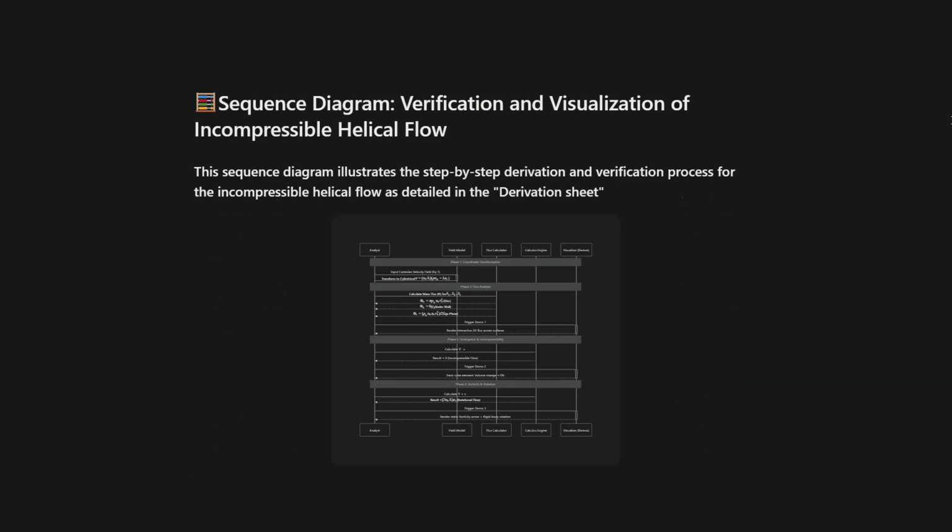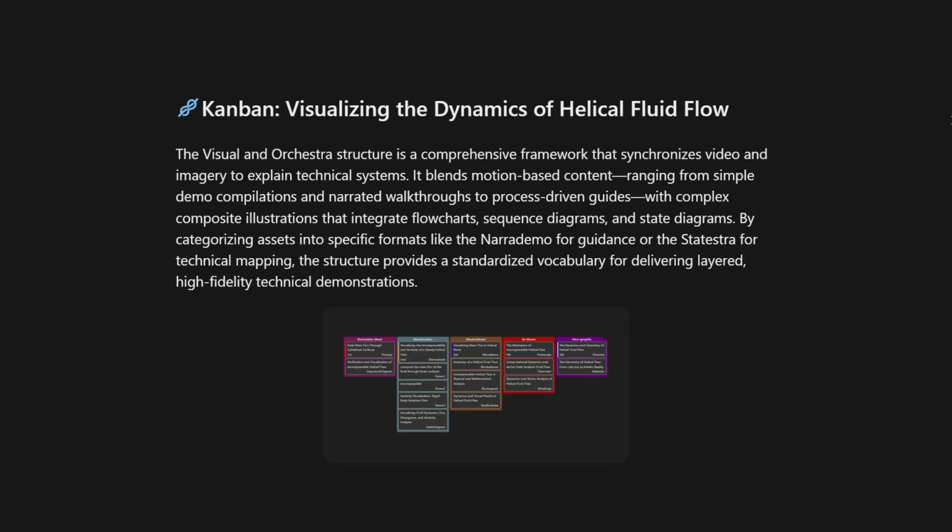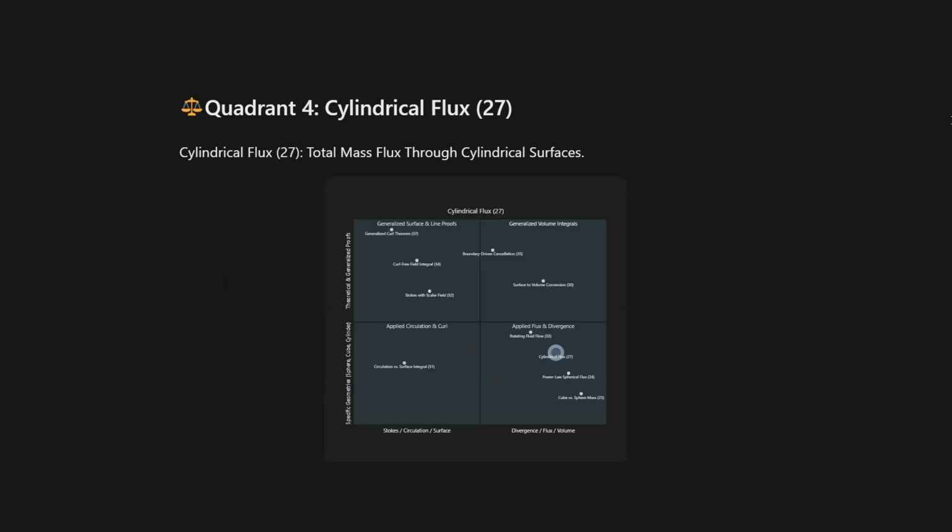The core of the motion is defined as a steady helical flow. In this state, fluid particles do not simply move in a circle. They rotate around a central axis while simultaneously translating upward.